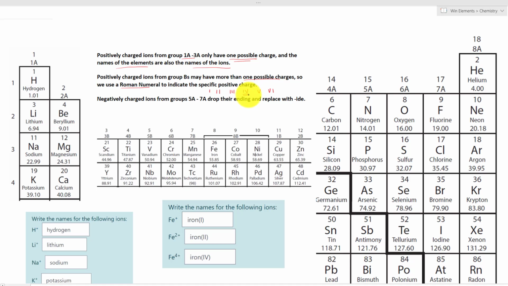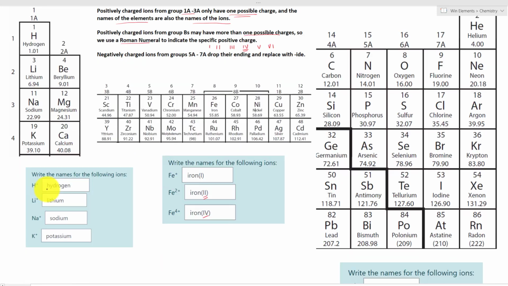So as you can see over here, we have iron with the Roman numeral 1, which in this case is 1 plus. 2 plus, we have the Roman numeral 2, and 4 plus, we have Roman numeral 4. Where if we look at the example of group 1A ions, we have H plus, Li plus, Na plus, K plus. Notice it doesn't matter in group 1A, 2A, 3A. It takes the name of the element. There's nothing else to it. We just name it based on the name of the elements.